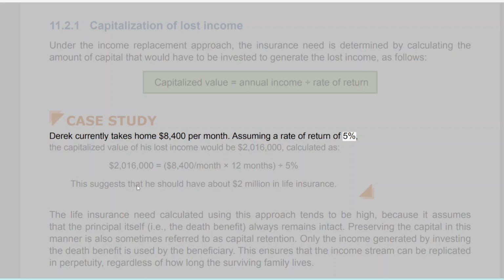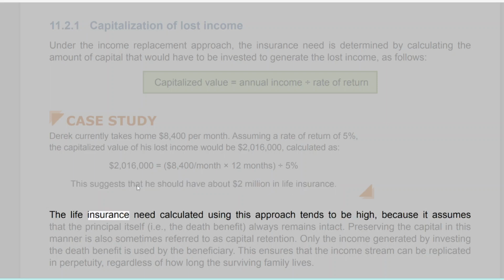Assuming a rate of return of 5%, the capitalized value of his lost income would be $2,016,000, calculated as $2,016,000 equals $8,400 per month times 12 months, divided by 5%. This suggests that he should have about $2 million in life insurance.